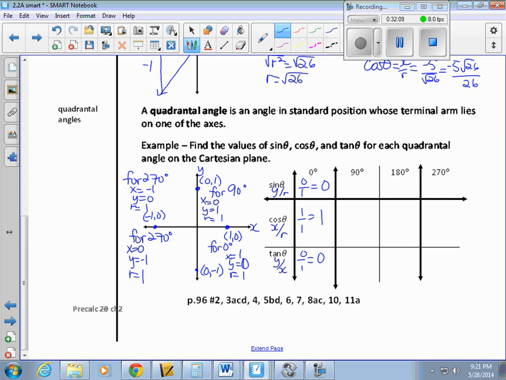For 90 degrees then, sine is y over r, which is just 1 over 1, so that equals 1. Cos of 90 degrees is x over r, so that's 0 divided by 1, so that's 0. And then tangent is equal to y over x, so that's 1 over 0, which is undefined. So you can't find that one because you can't divide by 0.